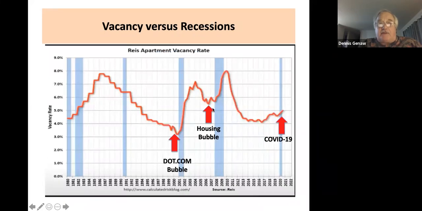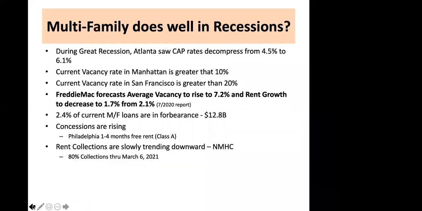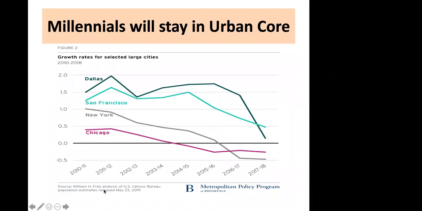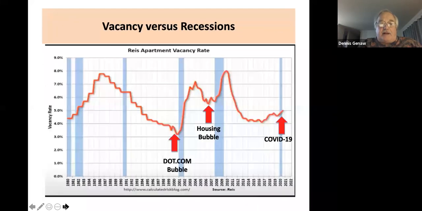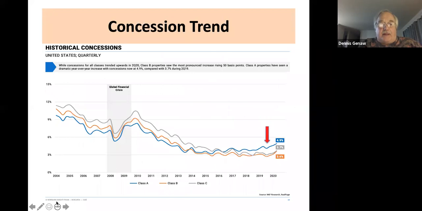Calculatedriskblog.com for this chart. This is William Frey analysis from the U.S. Census Bureau. Metropolitan Policy Program at Brookings. If I go to this next slide here, Newmark Knight Frank, which is a real estate firm. Their research based in 2020. This is about concessions increasing.